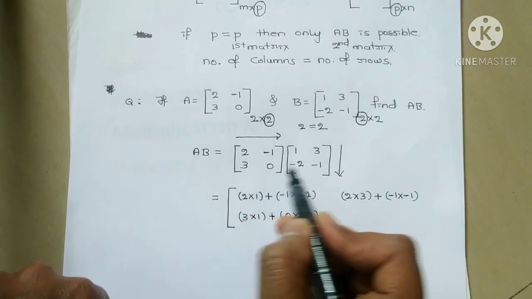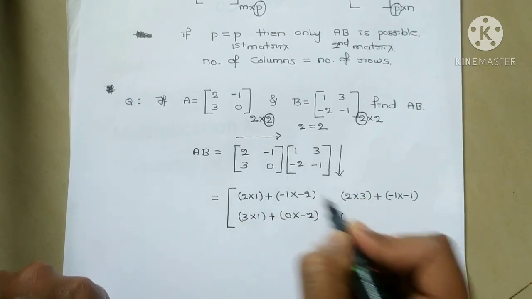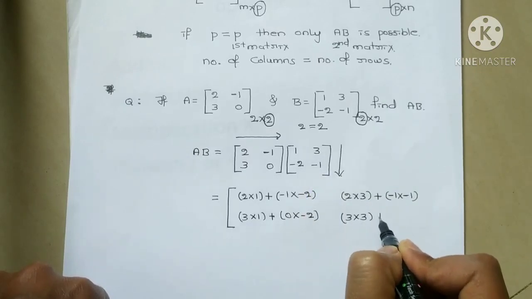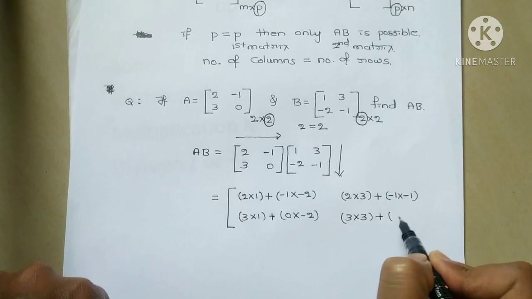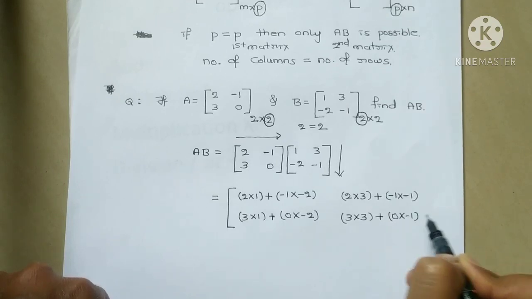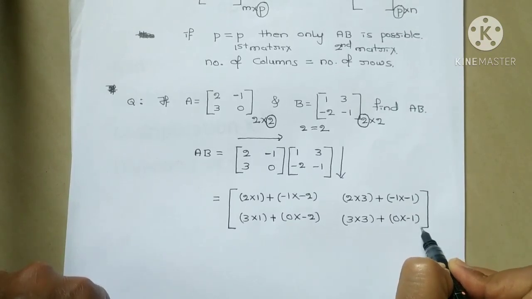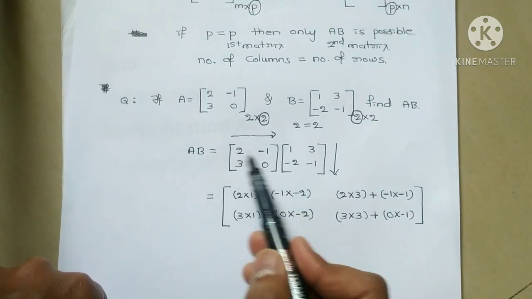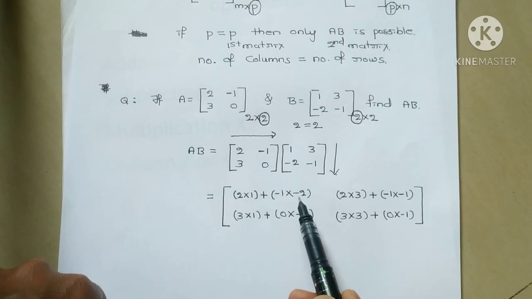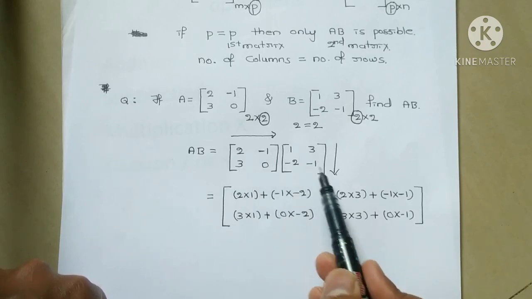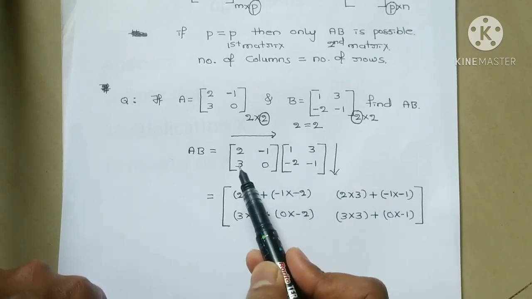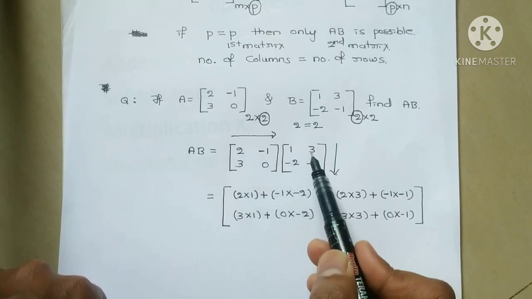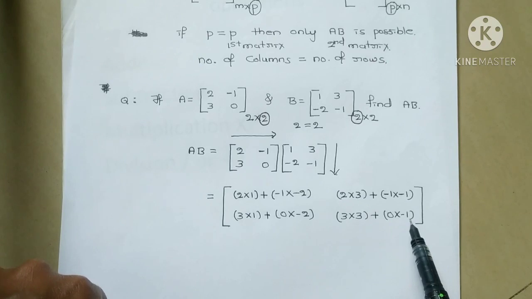Next, second row, second column. So 3 into 3 plus 0 into minus 1. So this is the first step. First row, first column, note down here. First row, second column, note down here. Second row, first column, note down here. Second row, second column, note down here.